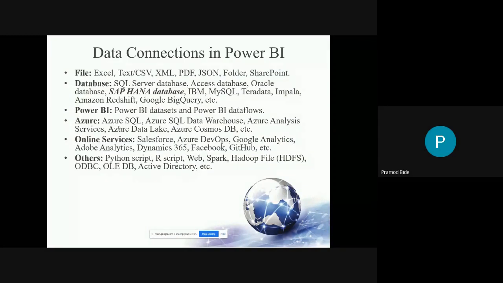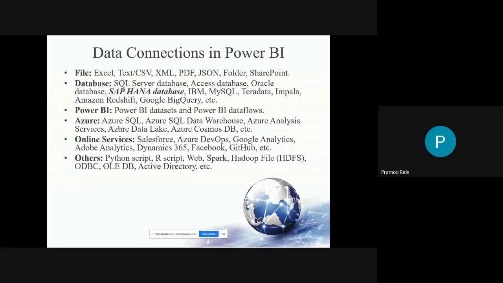Just see, these are the data connections possible in Power BI. So what are these data connections? You can work with Excel, text, XML, PDF, JSON format, folders and SharePoint. You can work with various databases: SQL Server databases, Access databases, Oracle databases, SAP HANA databases, IBM, MySQL, Teradata, Impala, Amazon Redshift, Google BigQuery. So all these databases you can integrate with Power BI.